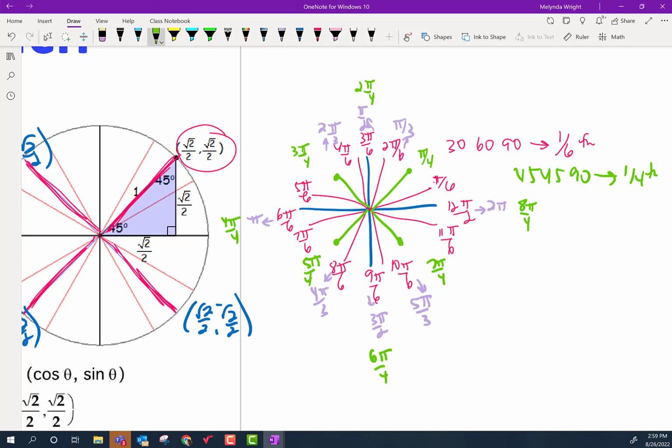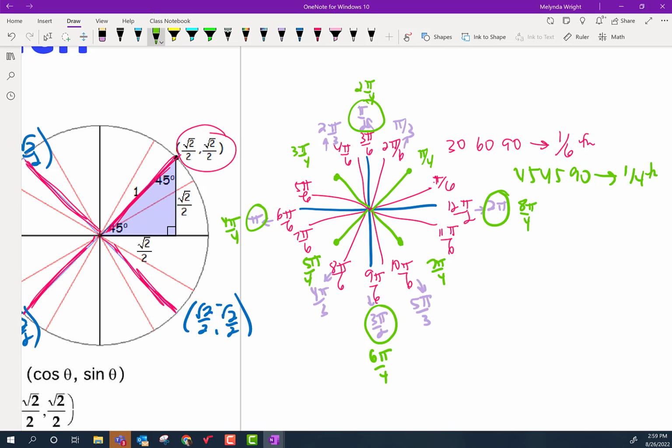So 2 pi over 4, of course, is pi over 2. That's already reduced. 4 pi over 4 is pi. That's already reduced. 6 pi over 4 is 3 pi over 2. That's already reduced, and 8 pi over 4 is 2 pi. Okay, I want to pause there for just a second. Okay, so that's how we count the radians.